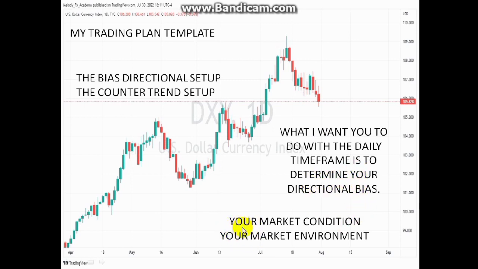Then the next thing I want you to do with the daily time frame is to determine your market condition and your market environment. These three things are very, very important. In other words, if you are right on your bias but you are wrong on your market condition and your market environment, you might read price action wrong. So what do I mean by these three terms? What is my bias, and what is my market condition and my market environment?